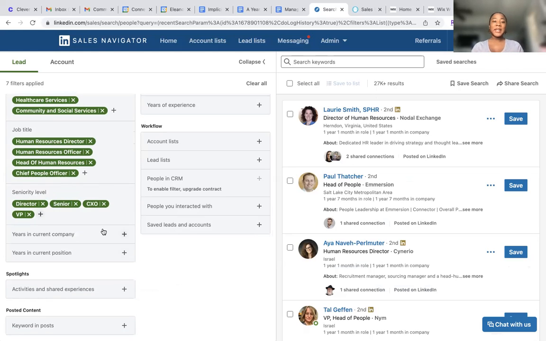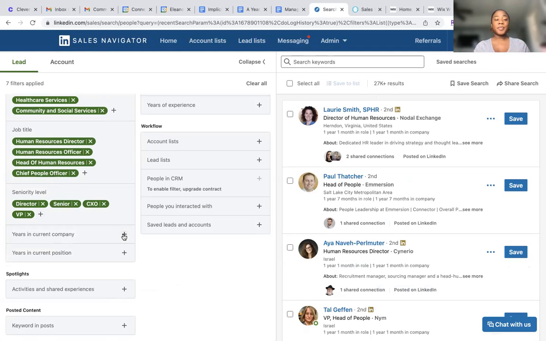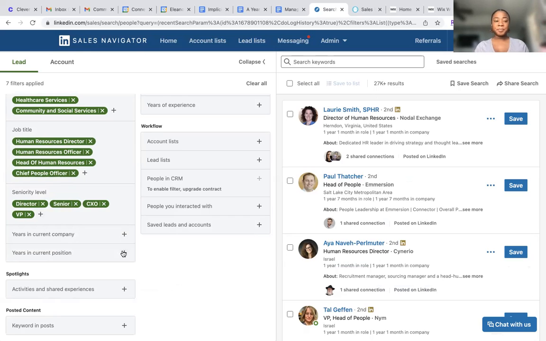You can also add in here years within the company. They give you less than a year, 1 to 2 years, and so on. Years in their position: do you want somebody that is very new to a chief of people role, or are you open to someone, or you want someone who's very seasoned?